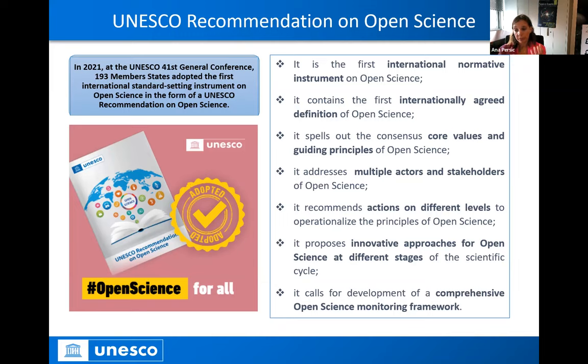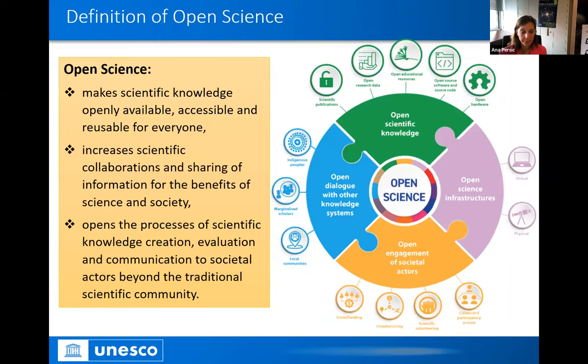So for the first time, we have an international instrument that actually has an internationally agreed definition of open science. It spells out some consensus core values and guiding principles, and it addresses the multiple actors and stakeholders of open science. Another thing with the UNESCO recommendation is that it really sets out, recommends actions at different levels to operationalize the principles of open science. And it also proposes some innovative approaches for open science at different stages of the scientific cycle. And it calls for development of a comprehensive open science monitoring framework. And that in particular is the reason why we are here today.